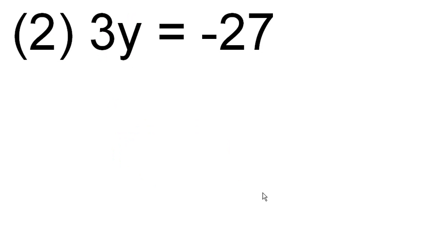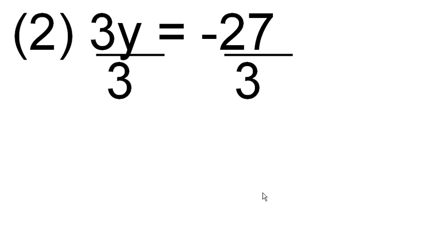Okay, so here's the second one. We have 3y equals negative 27. So it works exactly the same way. We want to get rid of that 3 so that we'll have just y by itself equal to some number. So I start by dividing both sides by 3. Of course, those 3's cancel. 3 divided by 3 is just 1. That was the point of dividing by 3. And then I have y equal to whatever negative 27 divided by 3 is.